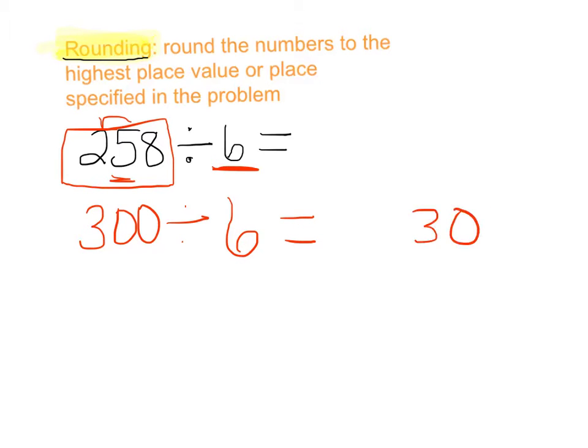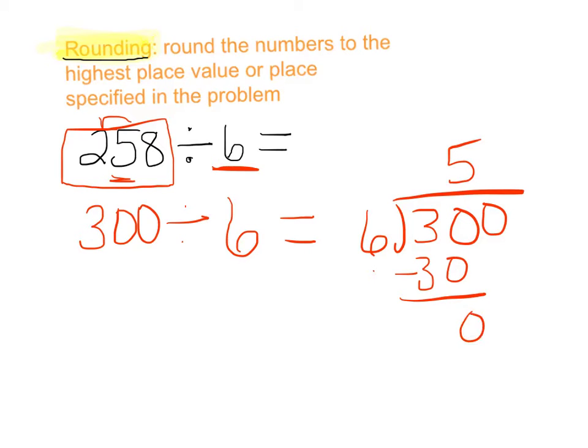I'll write that out underneath my little house. Using mental math, I know that 6 goes into 30 5 times, which is 30. Subtract, I get 0. Bring down my 0. 6 goes into 0 0 times. My quotient is 50.